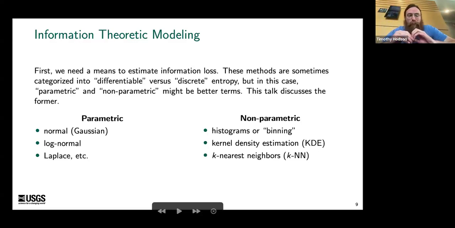I prefer, at least in this context, parametric and non-parametric methods. Parametric is where we assume a standard parametric distribution to compute the information: the normal, the log normal, the Laplace, etc. And the non-parametric ones are traditionally things like histogram binning, nearest neighbors, etc. And I think they're both great. They have strengths and weaknesses. With this talk, we'll focus on the former, but I certainly don't want to disparage the latter.